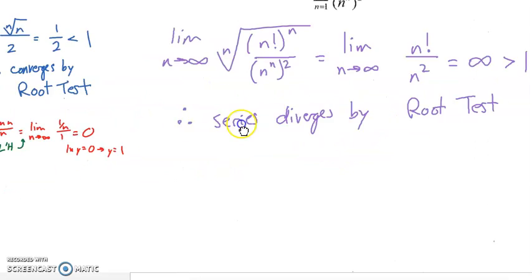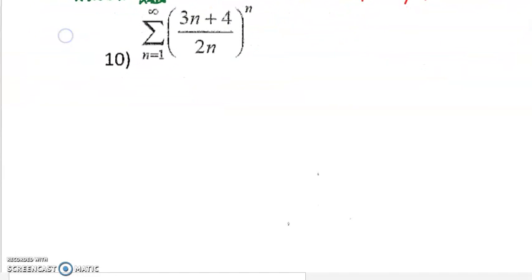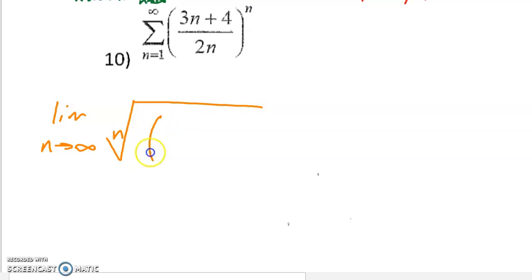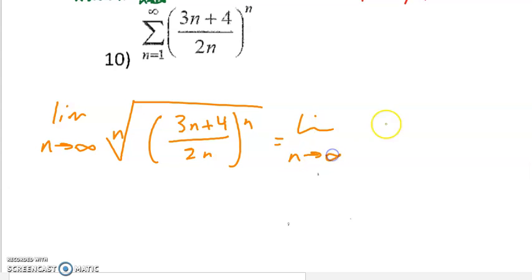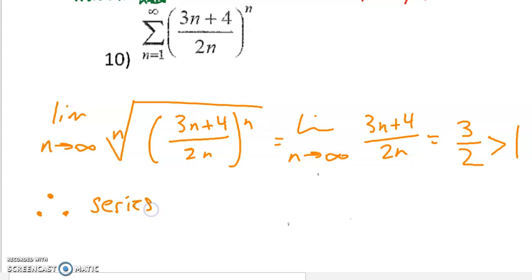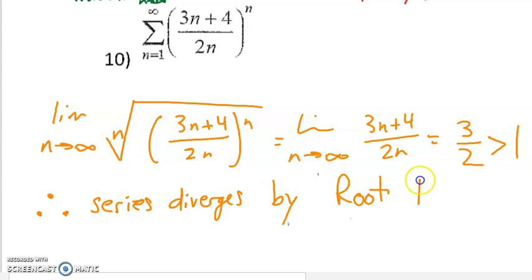That's nice. All right, last one, guys. Last one, number 10. Oh, we can probably do this one in our head, can't we? We'll do the limit as n approaches infinity, the nth root of the nth term, the exponent and the index cancel each other out, and we get a very simple 3n plus 4 over 2n. Again, just a horizontal asymptote at 3 over 2, which is greater than 1. Therefore, the series diverges by the root test. Huzzah!